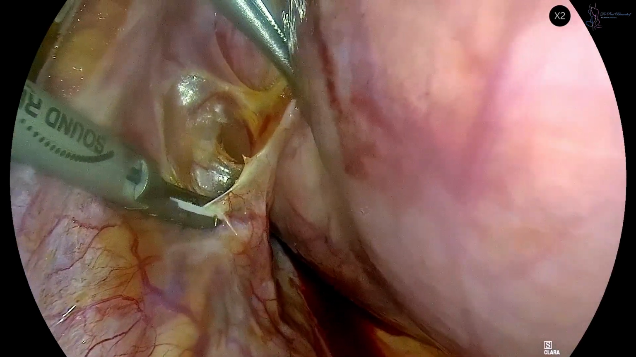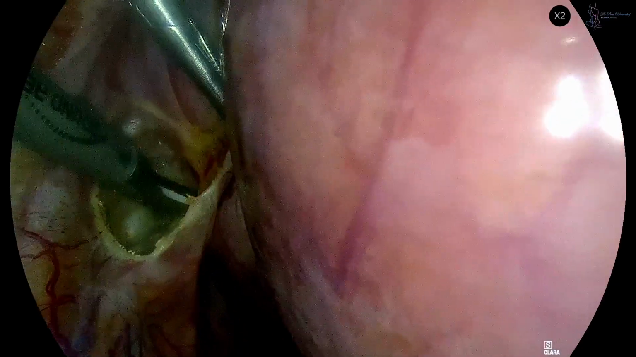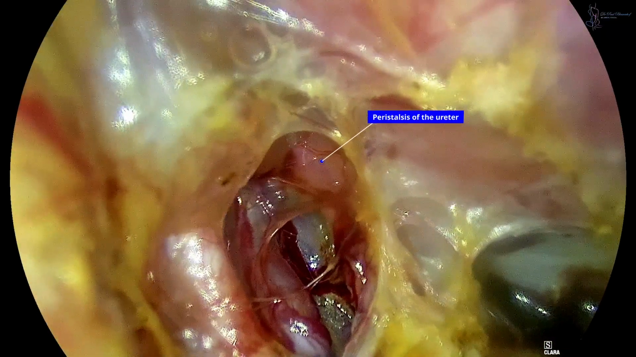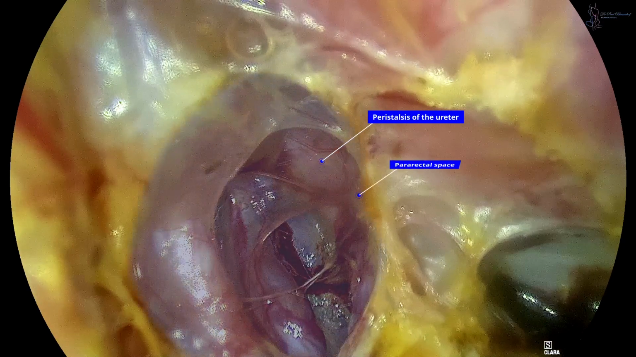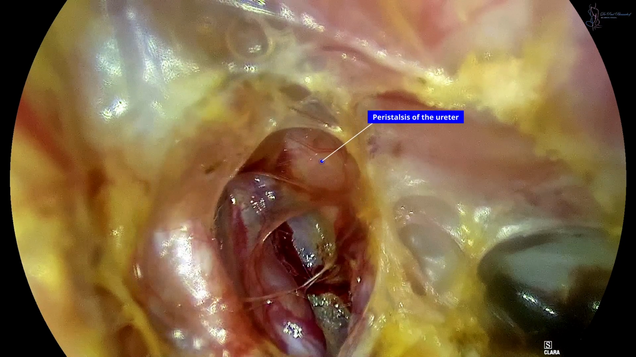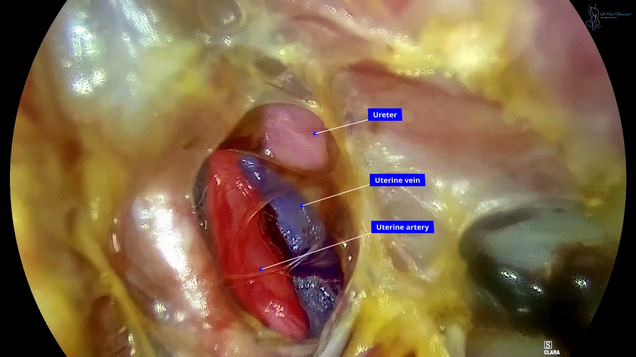Opening of the pararectal space. Once again, peristalsis of the ureter helps to identify it. Highlighted is the pararectal space. Here the left ureter and left uterine artery and vein are seen in one view as highlighted.